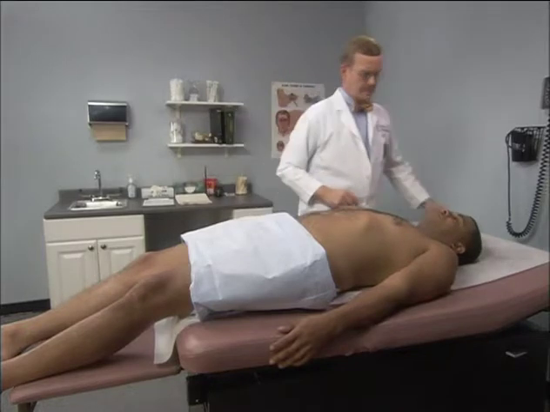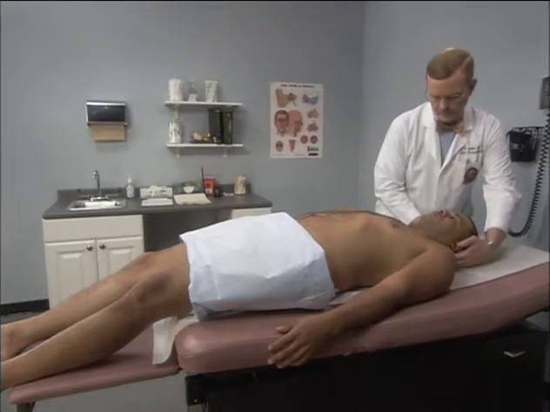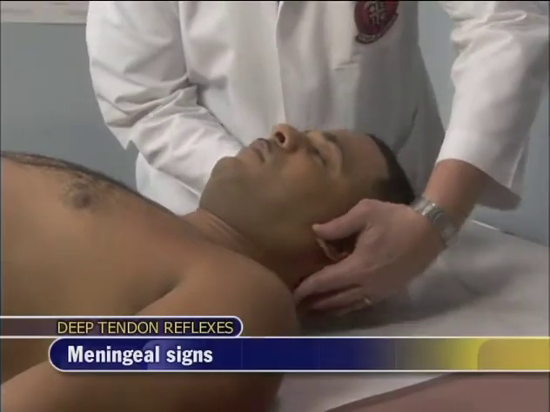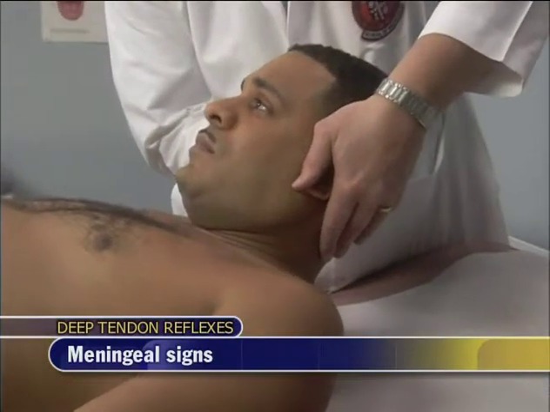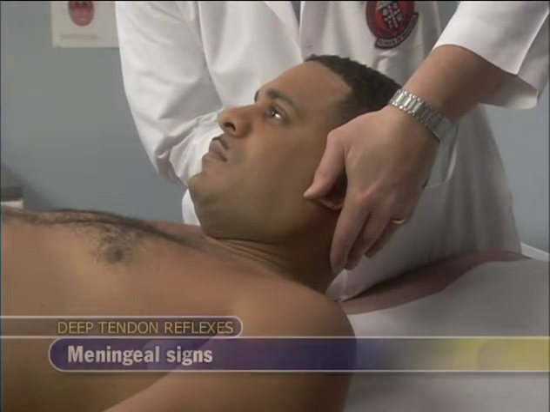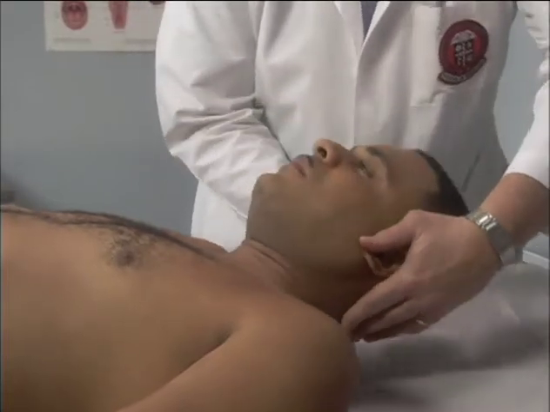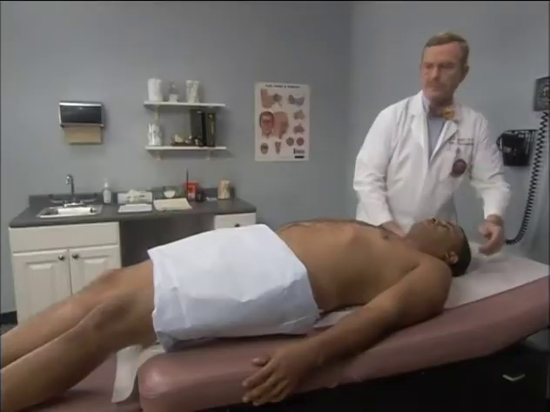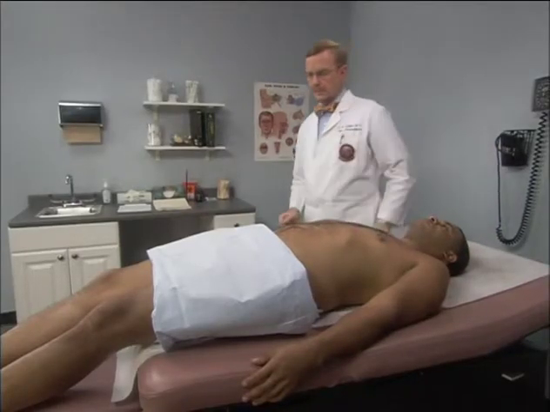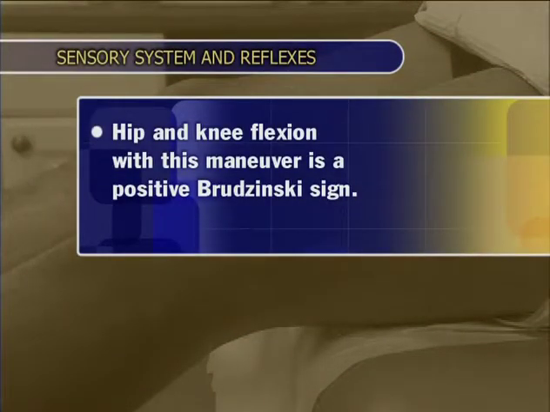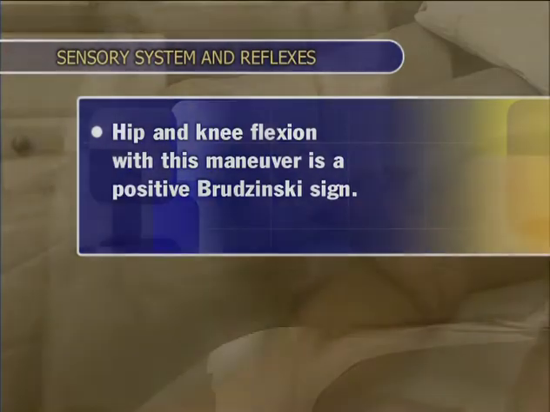If you suspect meningeal inflammation, test for meningeal signs. With the patient lying down, place your hands behind the patient's head and flex the neck forward until the chin touches the chest if possible. There should be no resistance or pain. As you flex the patient's neck, watch his hips and knees. Normally, they should remain relaxed and motionless. Hip and knee flexion with this maneuver is a positive Brzezinski sign.